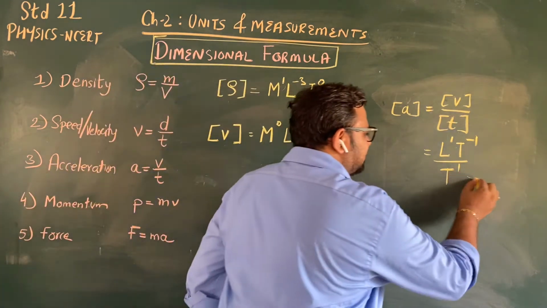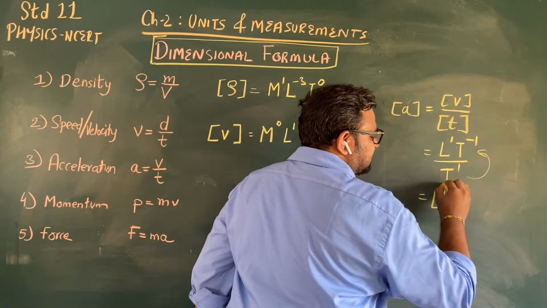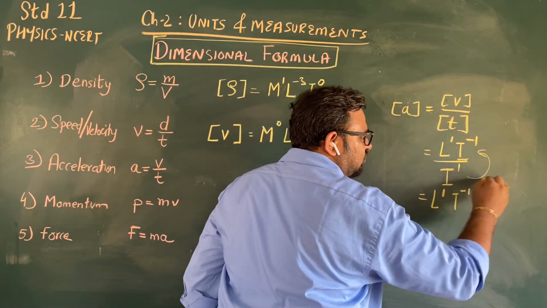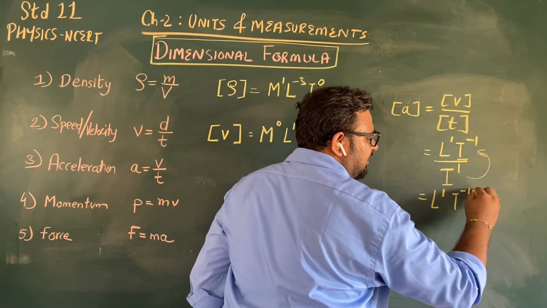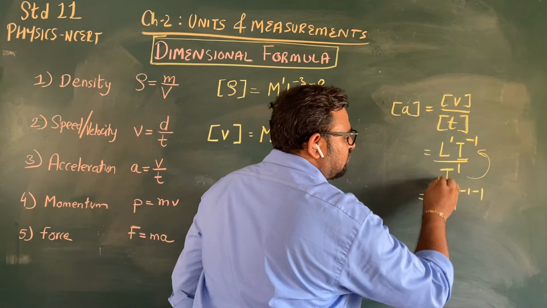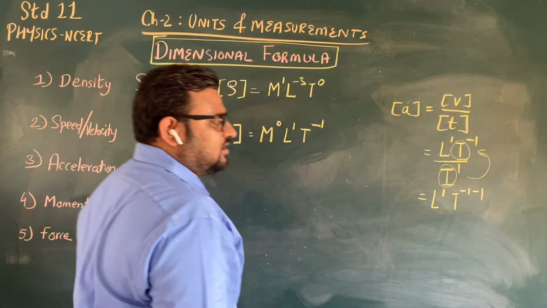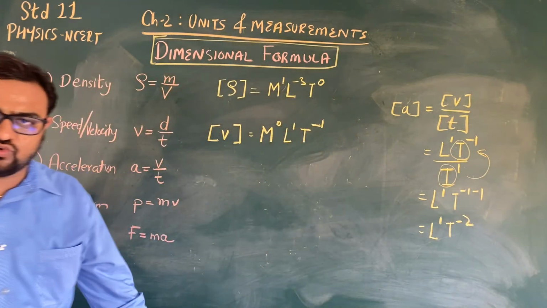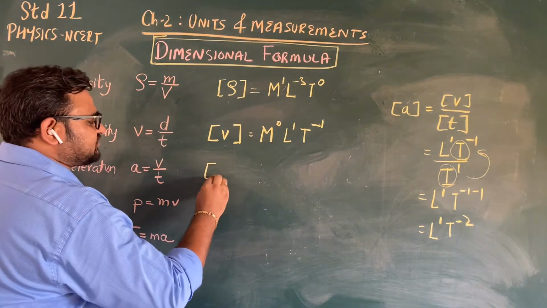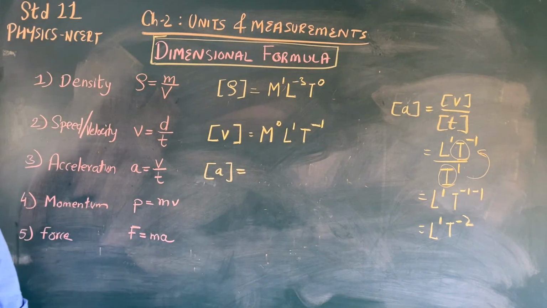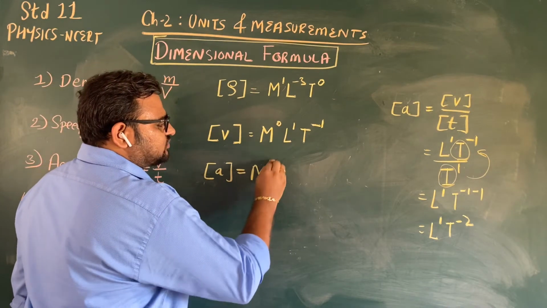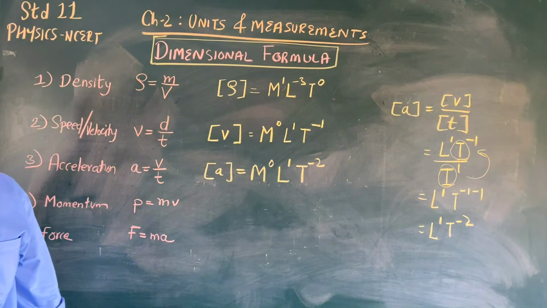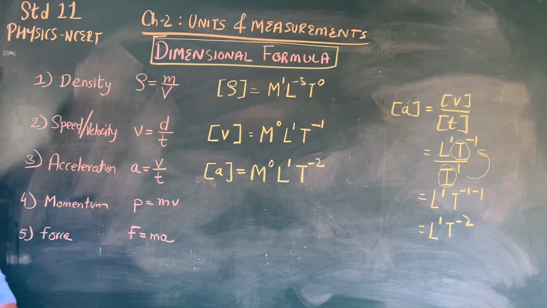So when this time goes in numerator, L1, see these both are same base quantity. So it's minus 1. When this goes in numerator, it's plus 1 here. It will be minus 1, right? Because in both the case, the base quantity are same. So it's L1 T minus 2. So the dimensional formula for acceleration is equal to, again there is no mass factor, so M0 L1 T minus 2. Clear? Let's move to the next one.